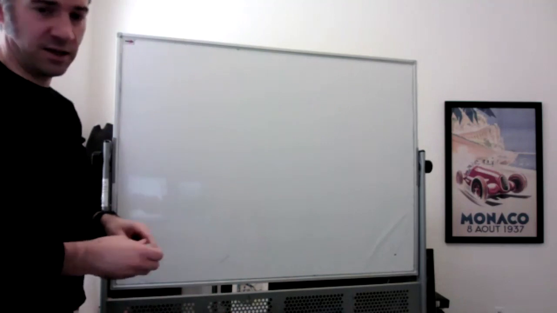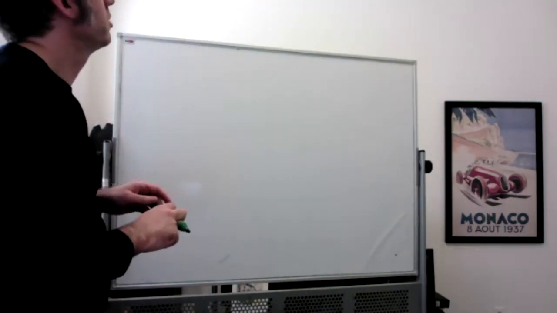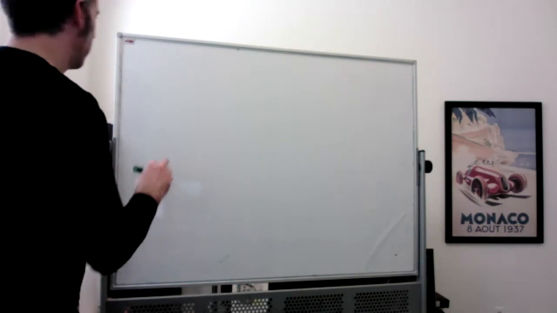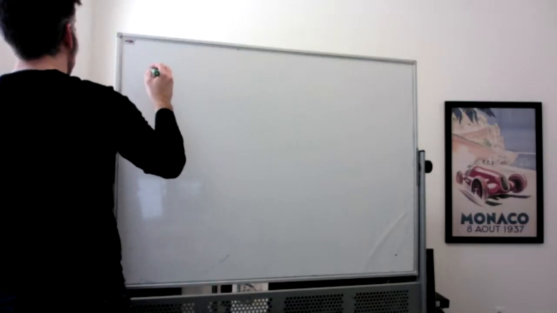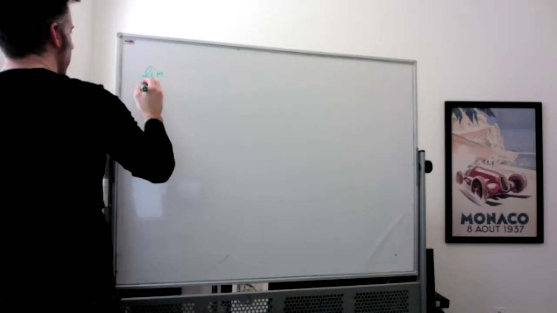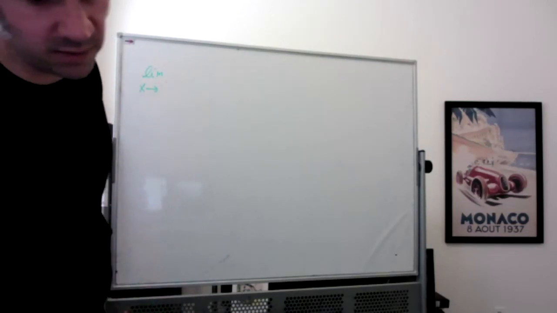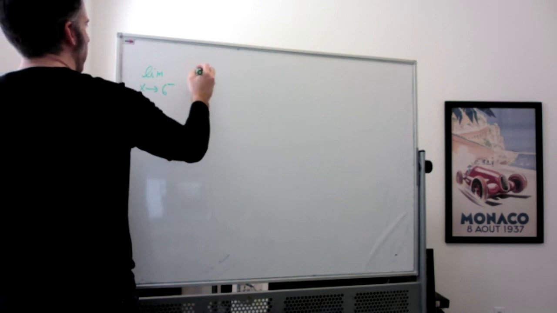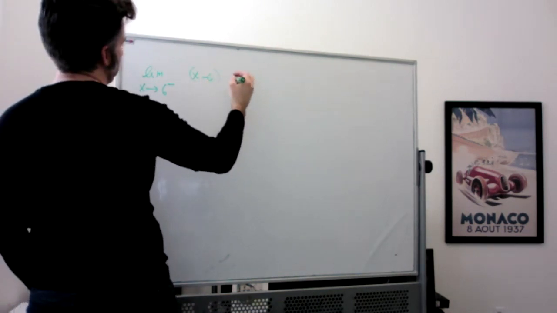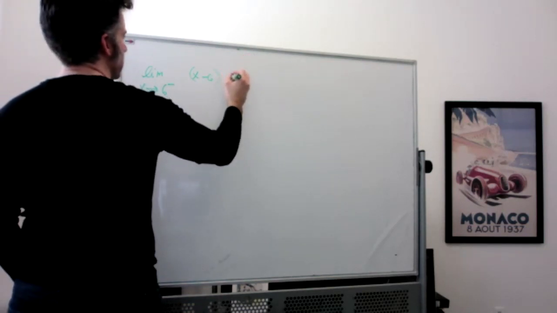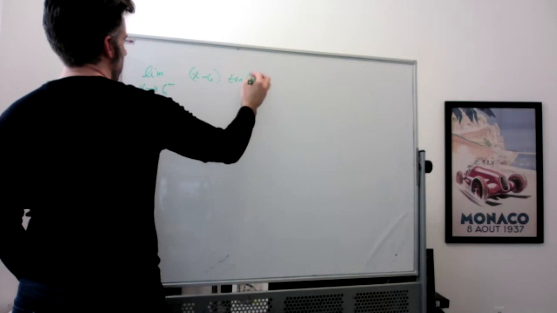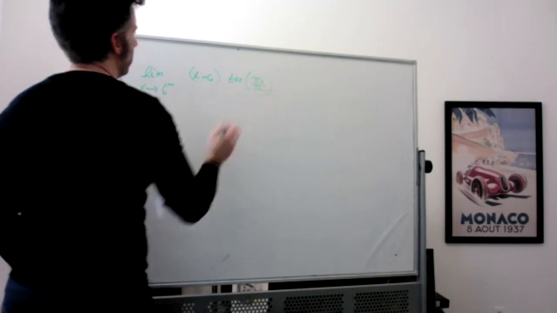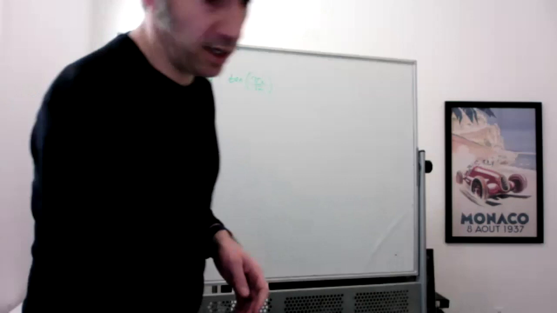Let's look at another infinity times 0. Let's look at the limit as x approaches 6 from the left of x minus 6 times tangent of pi x over 12. This is similar to a homework problem, but not exactly the same as the one someone asked me about.